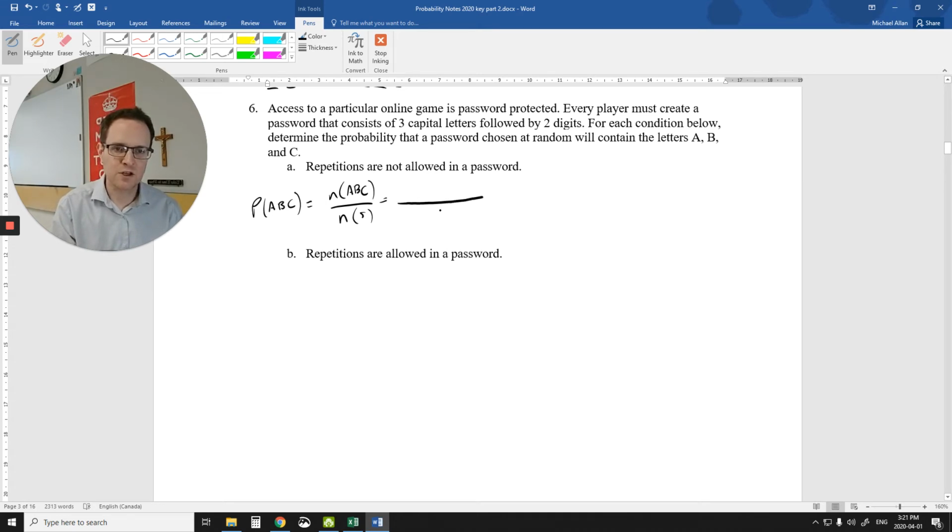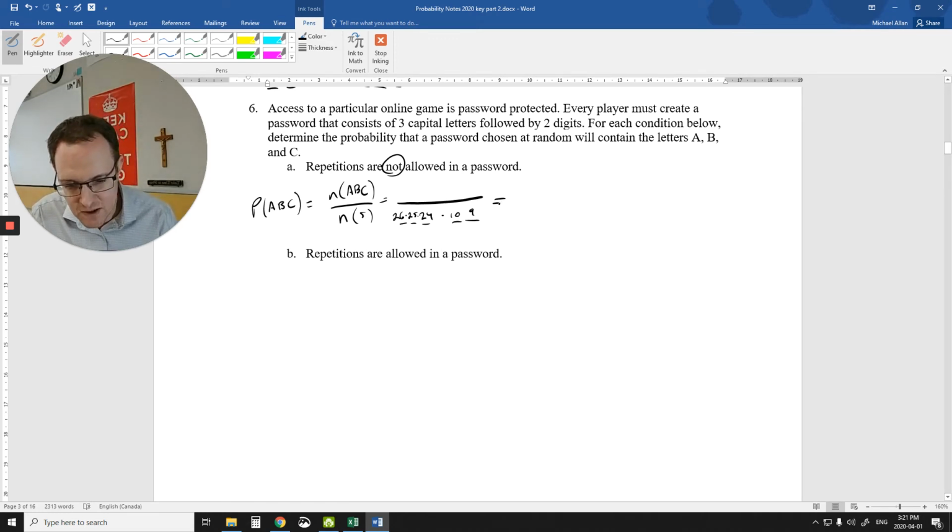So the total number of passwords will be 3 capital letters, 1, 2, 3. Repetition is not allowed. So that means I have 26 choices for the first letter, 25 for the next one, 24 for the next one. Then followed by 2 digits, 10, 9. Okay, so that's all on the bottom there. I can multiply that all out and get a really big number. What does it end up being? 1,404,000. But I'm not too worried about that right now because I'm going to simplify this down beforehand so I get a better fraction.